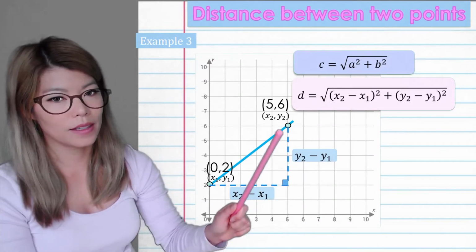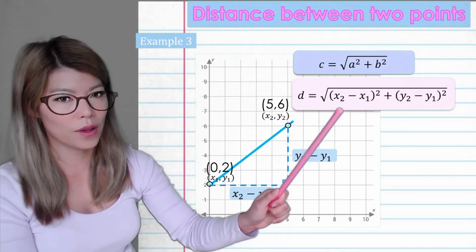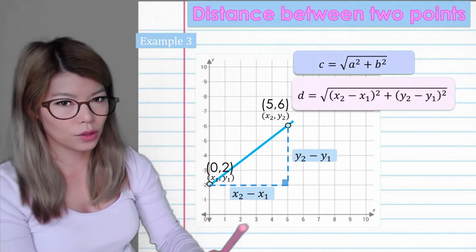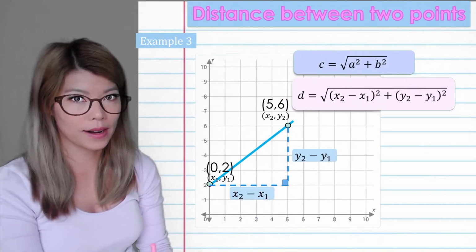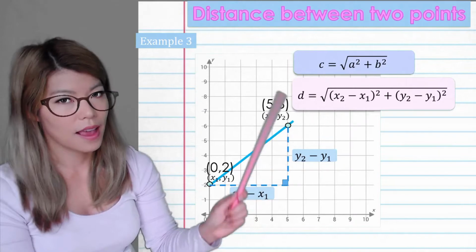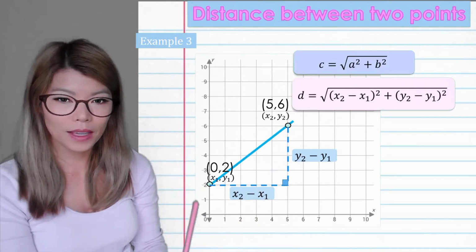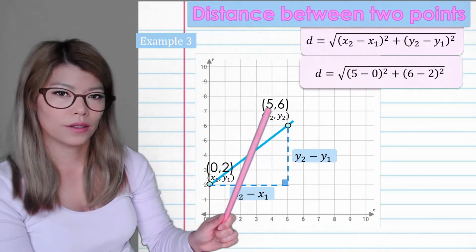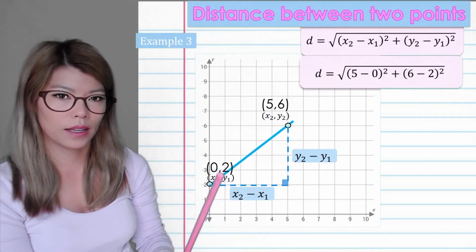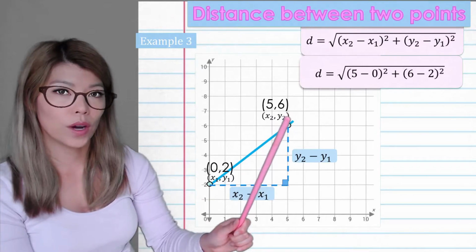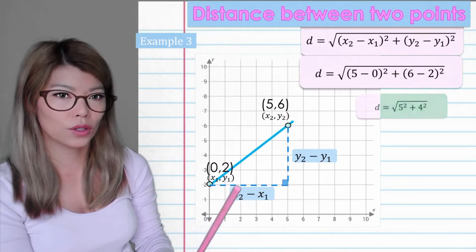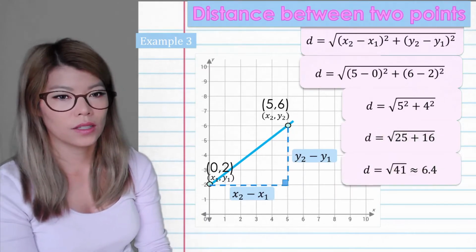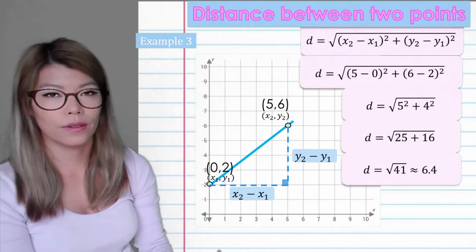Because the sides are the differences in x's and y's, we have a minus inside the brackets, and because it's Pythagoras theorem and these are the short sides, we have a plus between the brackets. So have a look at this and memorize it. For this particular question, we could plug in the numbers. So x2 minus x1, 5 minus 0, and y2 minus y1, 6 minus 2. And we would get 5 squared plus 4 squared, which is square root of 41, or 6.4.